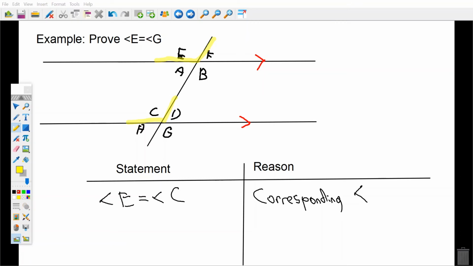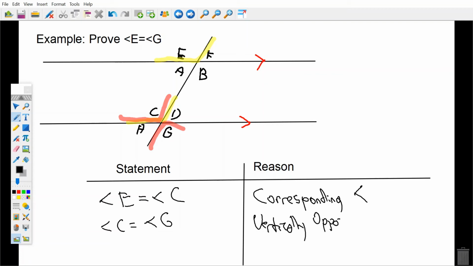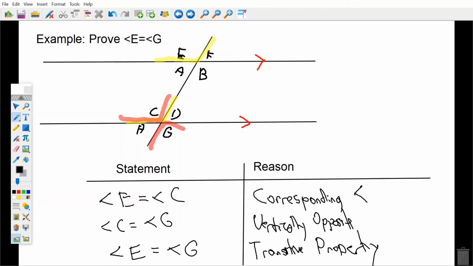Then I also know that angle C equals angle G, as they are vertically opposite. Therefore, if angle C equals angle E and angle C also equals angle G, that means that angle E equals angle G. That's called the transitive property, right? If A equals B and B equals C, then obviously A equals C. So in this case, this proves that angle E is equal to angle G.